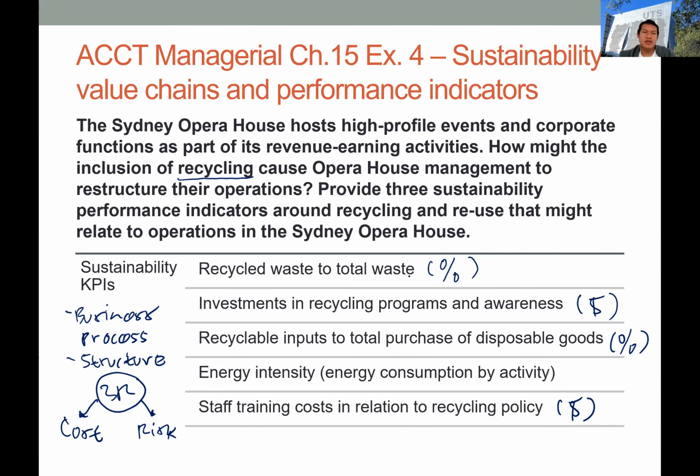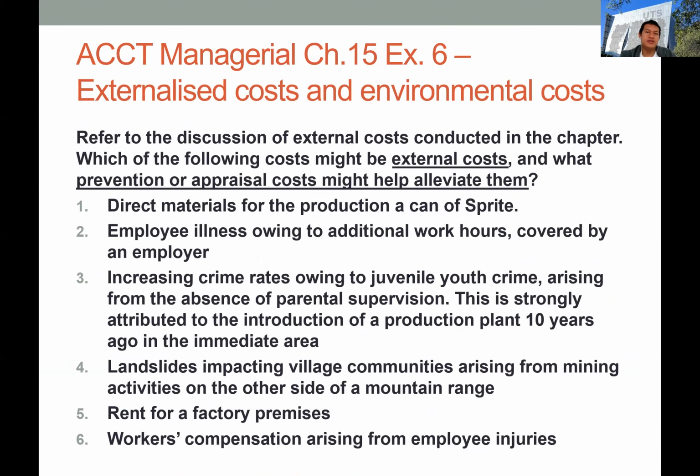Okay, the next one is chapter 15, exercise 6. In this exercise, we have to classify which costs are categorized as external costs and which as internal costs. As we have discussed, the main difference is that external cost is really difficult to measure and also costly, so the company typically does not report these costs in its financial statements, while internal cost is easily or reliably measurable, and the company should report these costs in its financial statements.